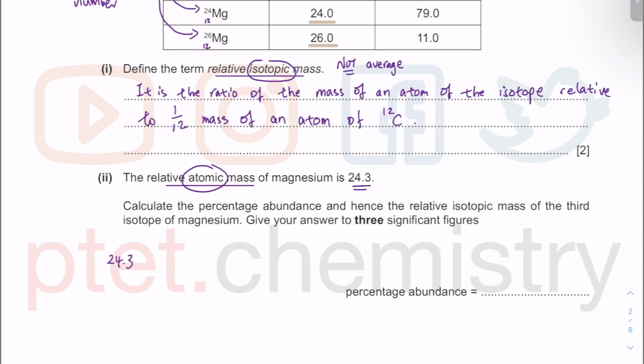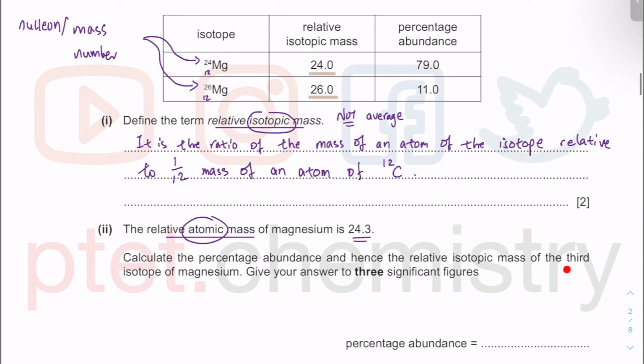So the 24.3, we need to calculate the percentage abundance of the third and the last isotope of magnesium first. We are told that this one is 79.0% and this is 11.0%. Therefore, the percentage of the other isotope, which we don't know the mass number of yet, is going to be 100% take away the difference between the other two.